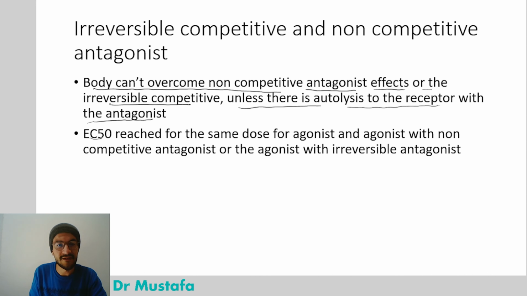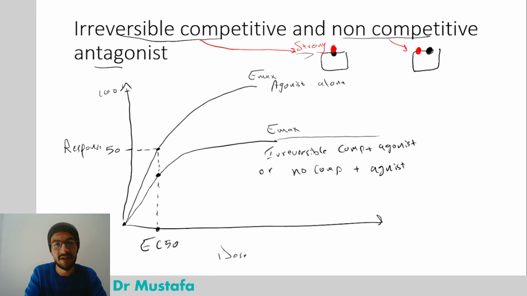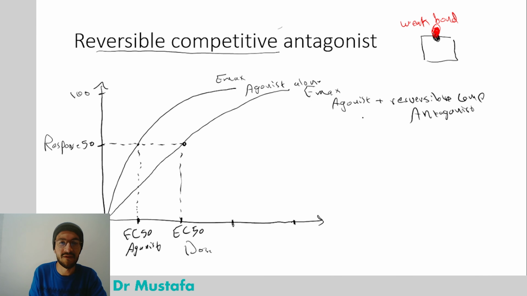And the EC50 reached for the same dose for the agonist, and the agonist with the non-competitive antagonist, or the agonist with the irreversible antagonist. So EC50 is the same for both of them. In comparison with the EC50 for the reversible competitive, it would be different than the agonist alone.